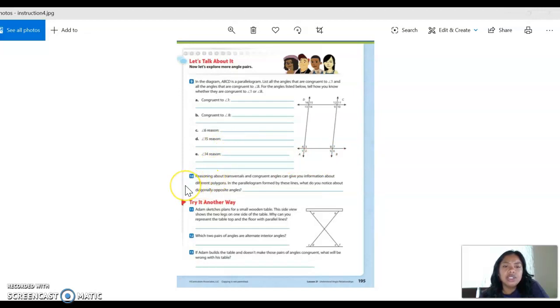Number 10 says reasoning about transversals and congruent angles can give you information about different polygons. In the parallelogram formed by these lines, what do you notice about diagonally opposite angles? Diagonally opposite angles right here. If you follow it through, these guys are equal here, and these guys are showing that it's going to be equal as well. So 8 and 14 are congruent as well.